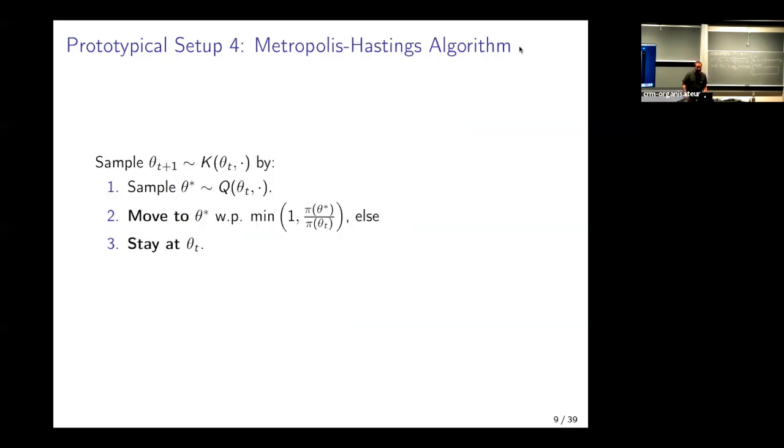Last thing I needed to talk about, which is where does this kernel K come from? So I've written down sort of the first general algorithm that people wrote down for doing this. It's called the Metropolis-Hastings algorithm. There are two things that I need you to see from this slide.